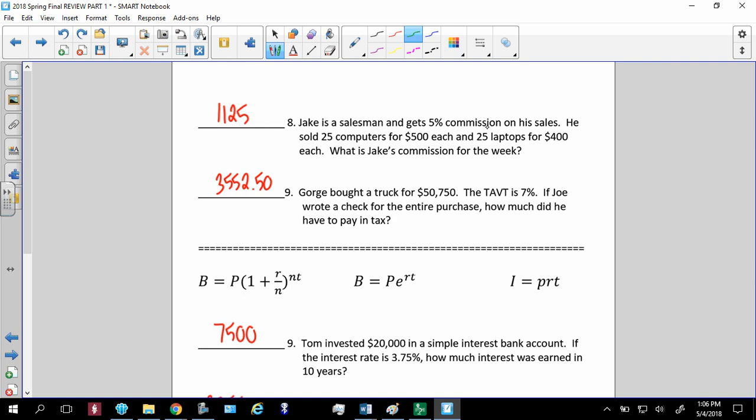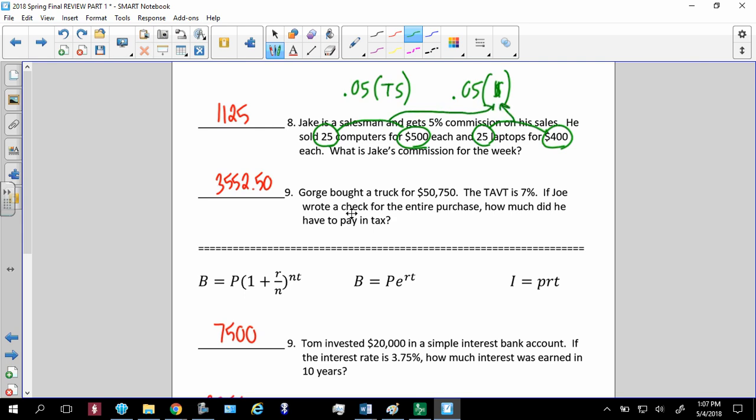Jake as a salesman gets 5% commission on the sales. So it's 0.05 times the TS, which is total sales. The total sales is 25 computers for $500 each, and then 25 laptops for $400 each. So I'm going to figure out what 25 times 500 is, figure out what 25 times 400 is, and add that together. Then I'm going to take 0.05 and multiply it by whatever that dollar amount was when I added all this together.